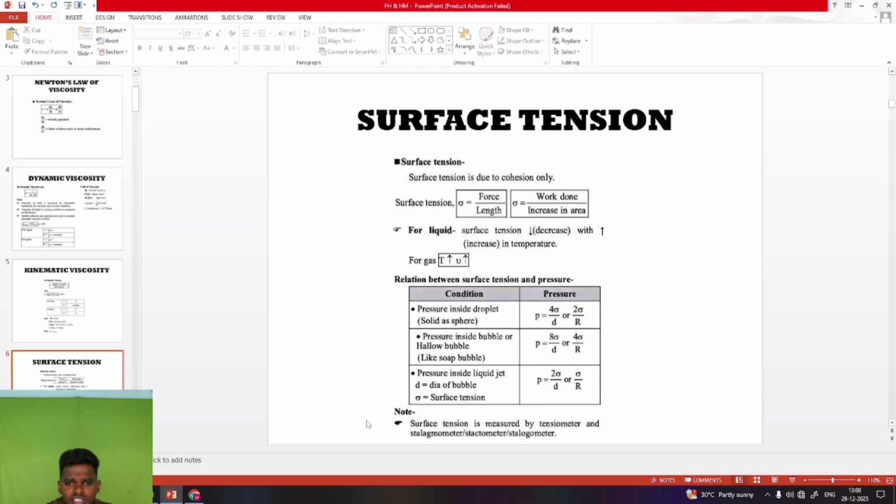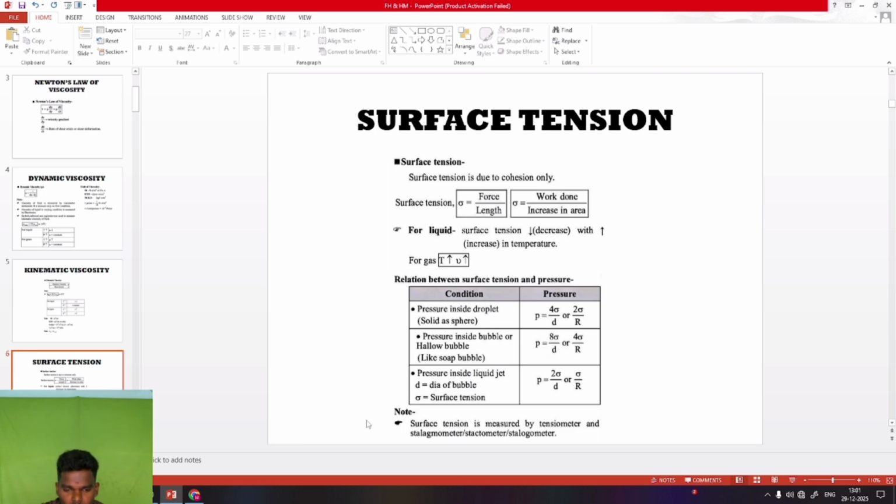Surface tension is due to cohesion only. Surface tension sigma is equal to force by length, and sigma can also be given by another formula as work done divided by increase in area. For liquid, surface tension decreases with increase in temperature. For gas, surface tension increases with increase in temperature. The relationship between surface tension and pressure can be given with the conditions and its pressure.